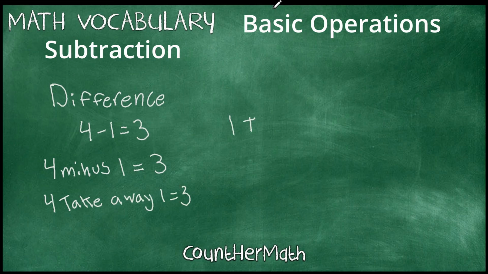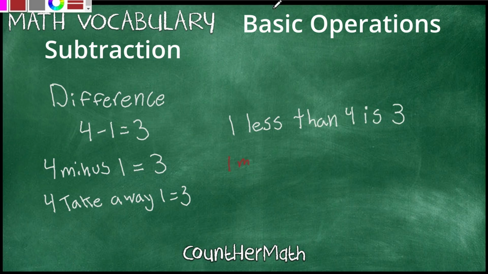But if we use less than, we have to say 1 less than 4 is 3. If we reverse these numbers, we end up with the wrong answer. 1 minus 4 is negative 3, and 4 less than 1 is negative 3.